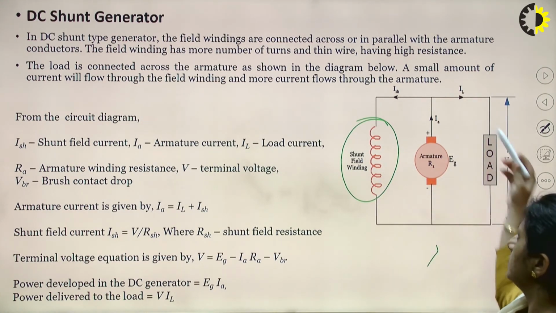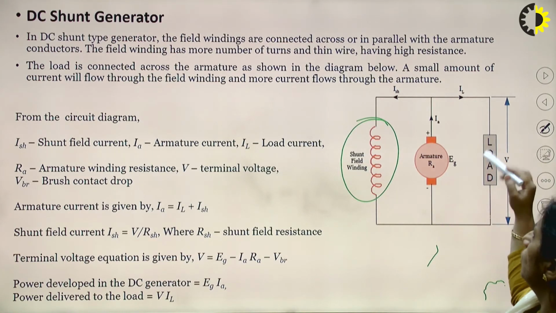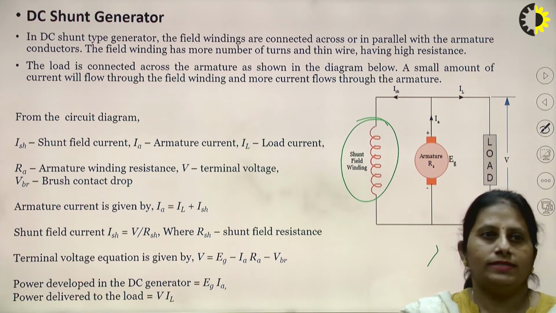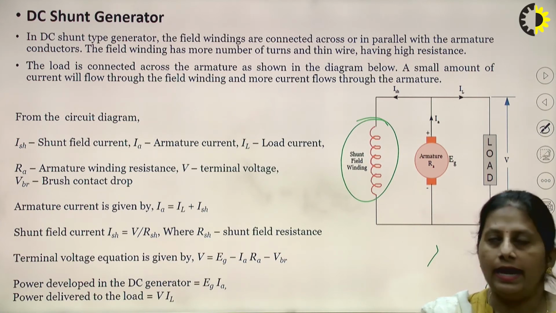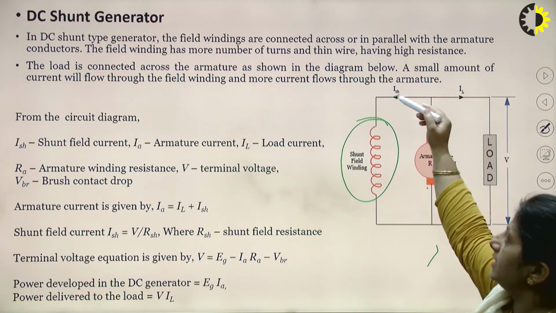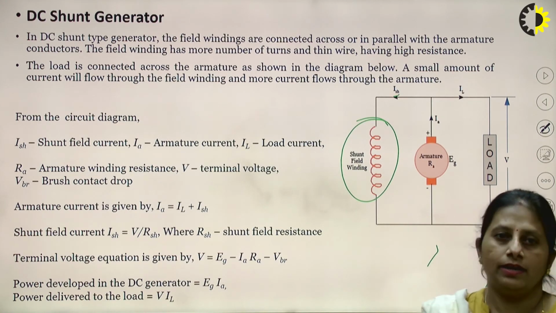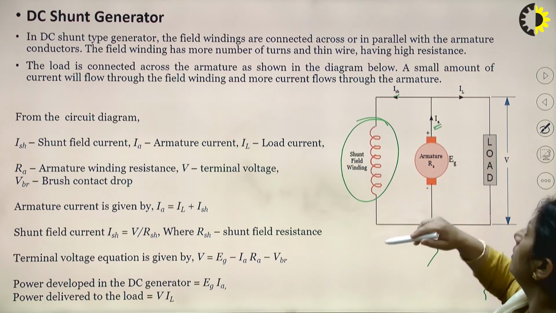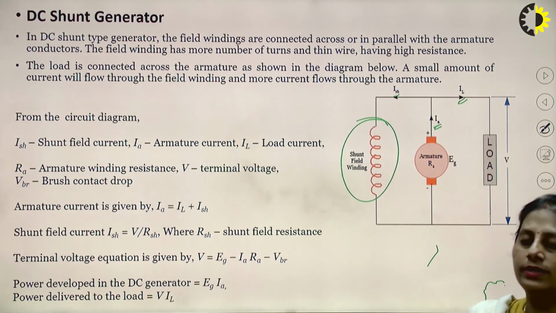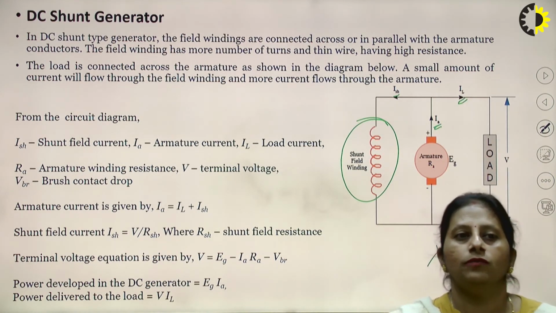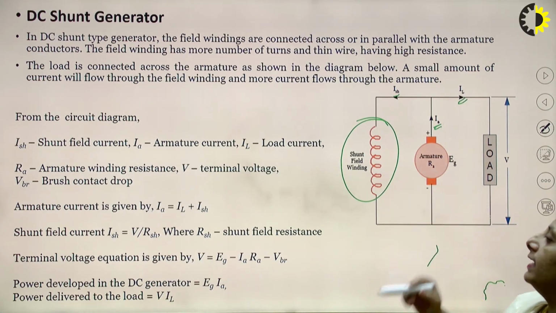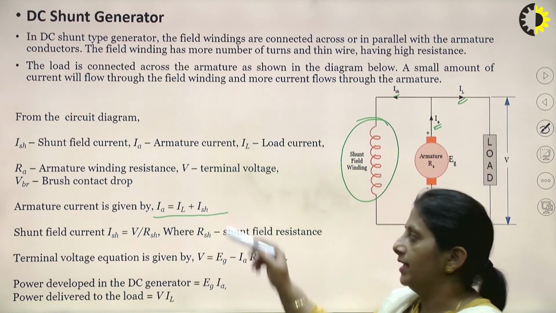Once again, the rest of the circuit is the same. I have the load connected across the armature circuit, right? Once again, what are the things to be known? ISH is the shunt field current, the current flowing in the shunt field winding, right? IA is the armature current, IL the load current. So it can be very easily seen that the relationship between the armature current, IL and ISH is IA = IL + ISH.